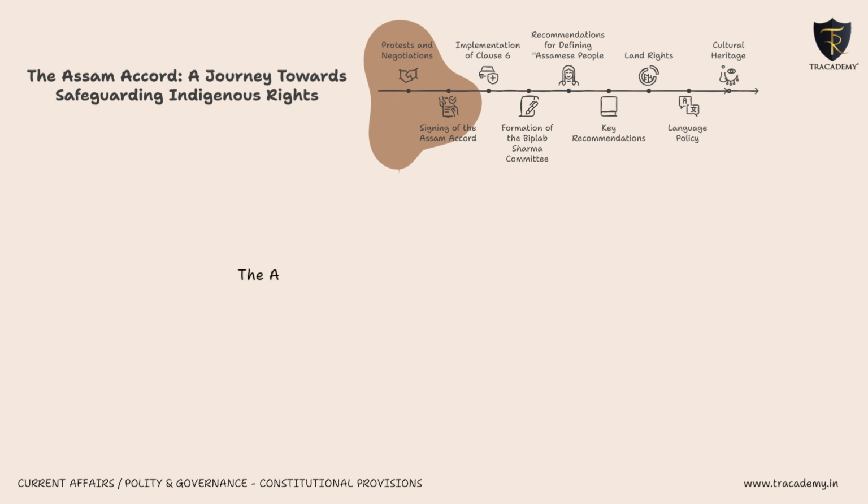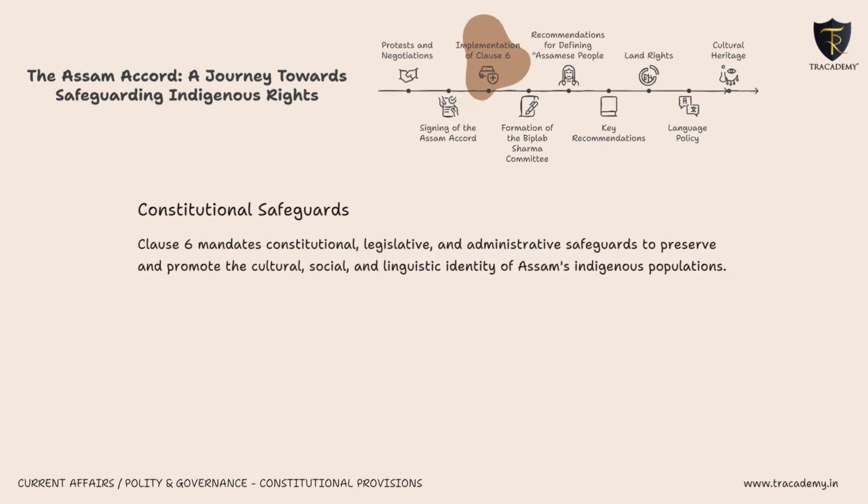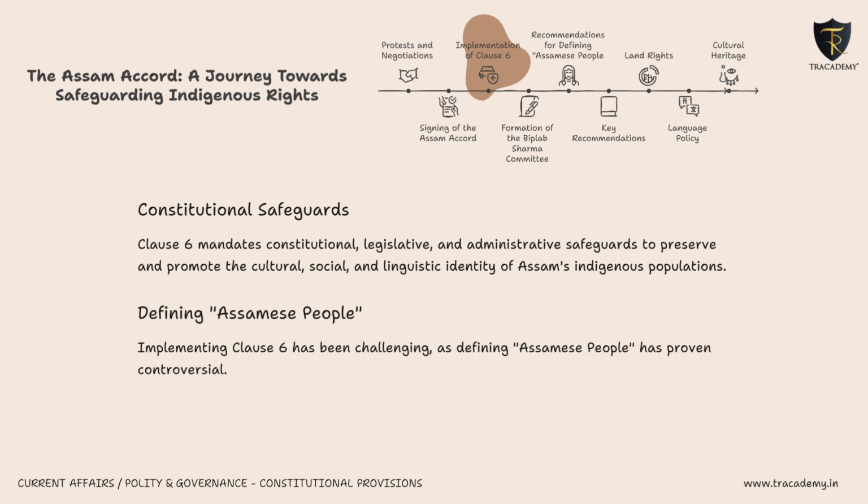The accord aims to address these concerns by laying down clear mechanisms for the identification and deportation of illegal immigrants while also providing various safeguards for the Assamese people. Among its many clauses, Clause 6 is perhaps the most significant as it mandates constitutional, legislative, and administrative safeguards to preserve and promote the cultural, social, and linguistic identity of Assam's indigenous populations. However, implementing this clause has been challenging as defining Assamese people has proven controversial over the years.